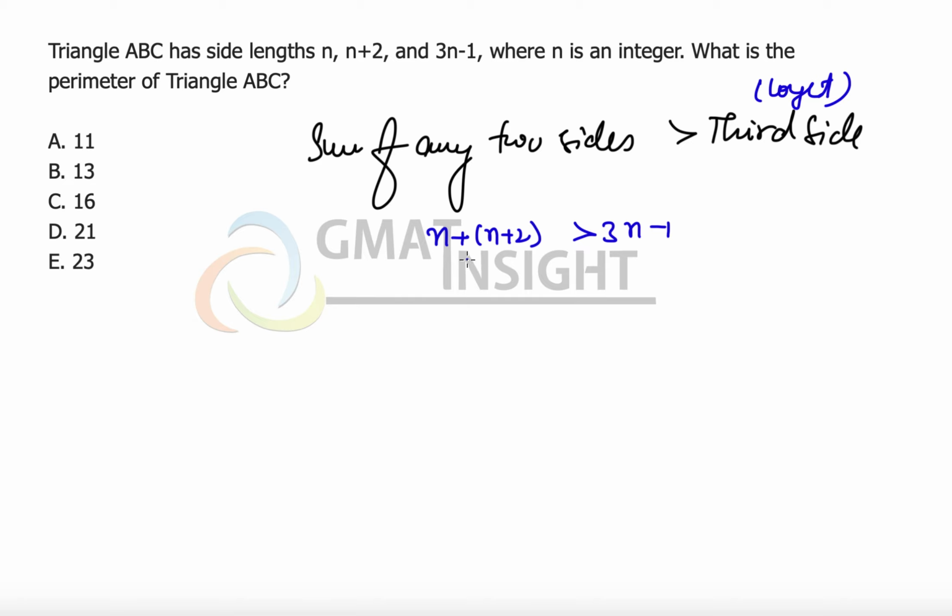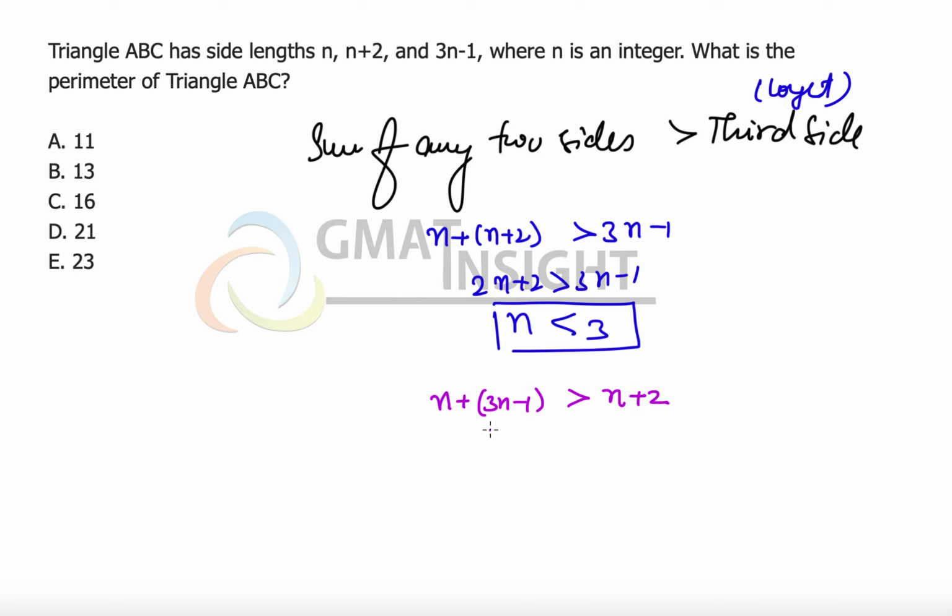If we simplify this, we see that 2n plus 2 should be greater than 3n minus 1, which gives us n should be less than 3. So that's one condition. Now let's look at another possible condition. We can say that n plus 3n minus 1 should also be greater than n plus 2. So we have 4n minus 1 should be greater than n plus 2. That means 3n should be greater than 1 and n should be greater than 1 over 3.